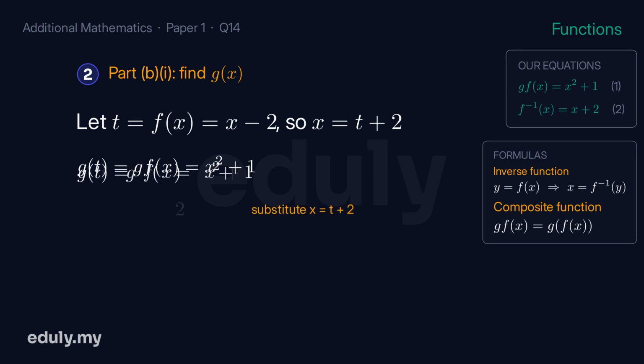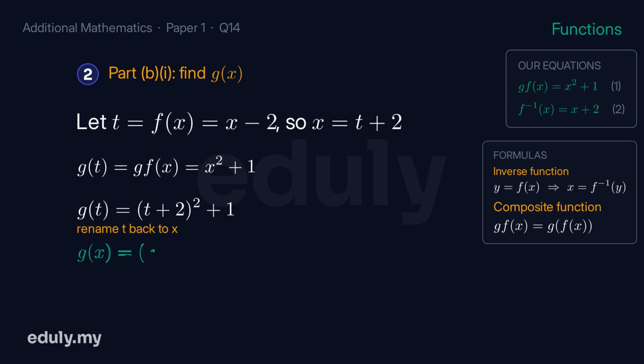Swap x for t plus 2 on the right. G of t is t plus 2, all squared, plus 1. Rename t back to x and expand. G of x is x squared plus 4x plus 5.